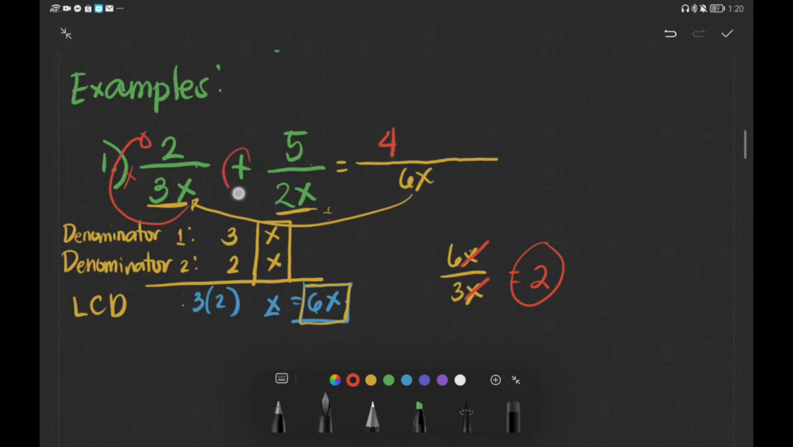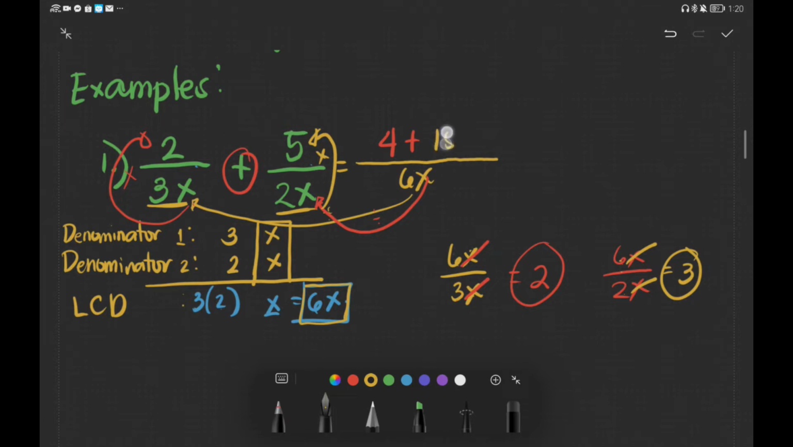And we copy the addition symbol. Tapos diri na pud sa ikaduha, 6x divided by 2x. So makancel si x. So 6 divided by 2, that is 3. So ang 3 nga answer atong i-multiply sa taas. 3 times 5, that is 15. So the answer is 19 over 6x.